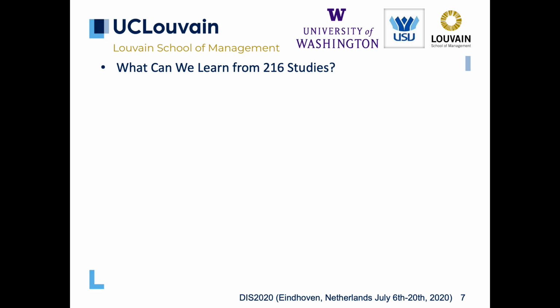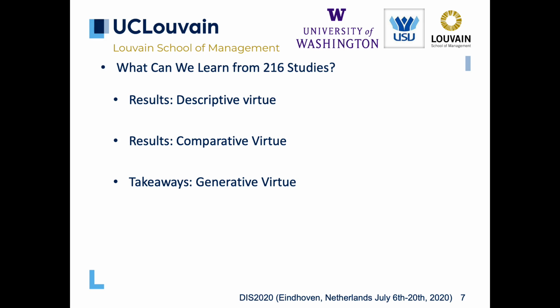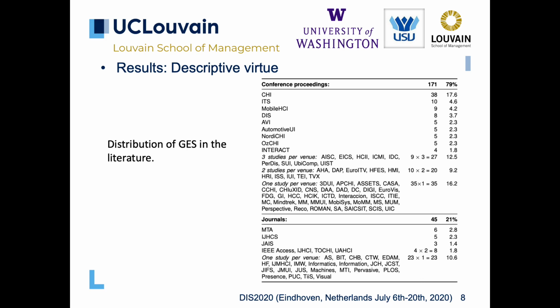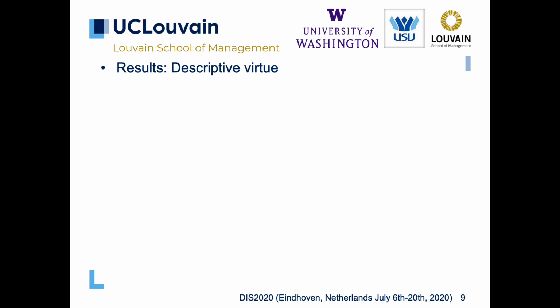What can we learn from 216 studies? To answer this question, our SLR consists of 3 virtues: descriptive virtue, comparative virtue, and generative virtue. In the descriptive virtue, we focus on the metadata, scope, and the reported results analyzed. In this table, we can see that conference papers represent 79% and journals represent 21%.